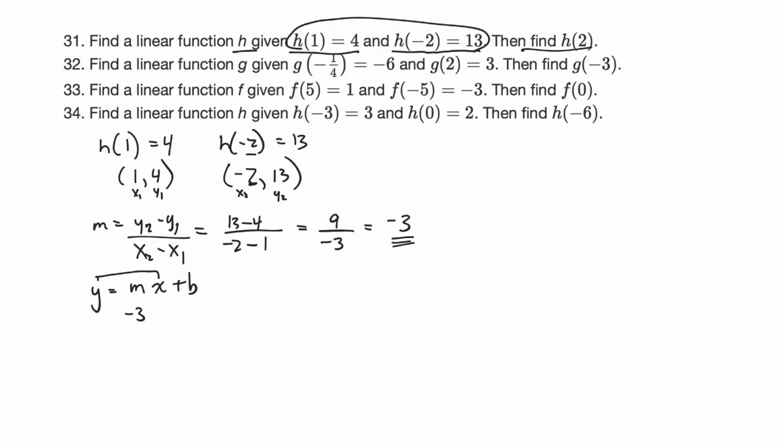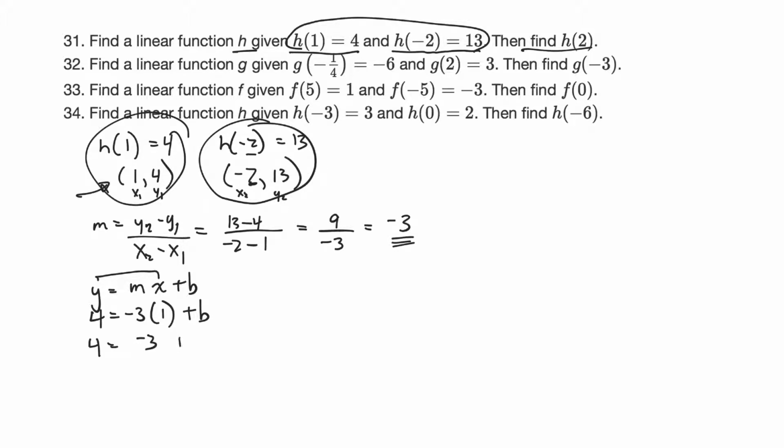Now I can use this equation, plug in my slope, and plug in a value for x and y, which can be either that point or that point. This one's smaller, I'll use that one. So y is a 4, and x is a 1 plus b. So this would be 4 is equal to minus 3 plus b. So b is equal to 4 plus 3, or 7.